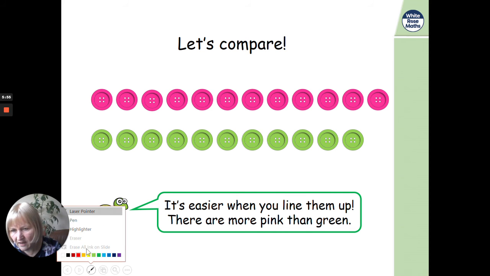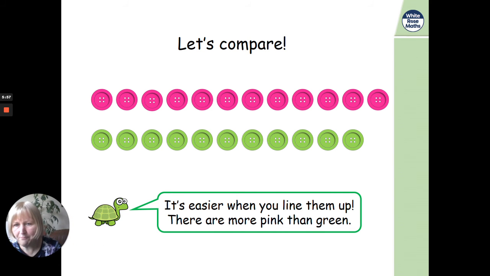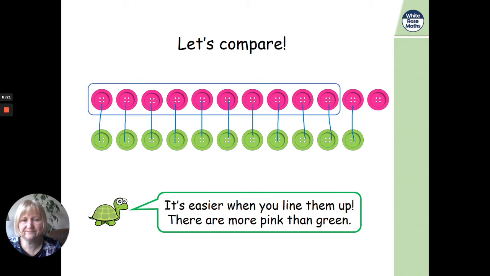And if we got our pen and matched them like this, that's the 1, that's 2, that's 3, that's 4, that's 5, and 6, that's 7, that's 8, and 9, and 10, and 11, you can see that this one is the odd one out. There's one more on the pink row.